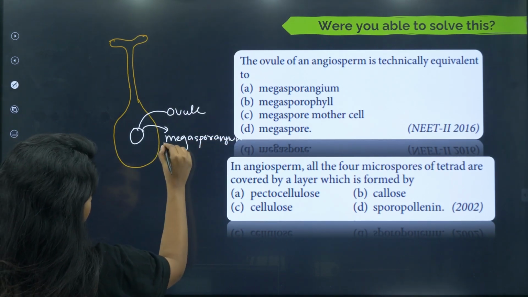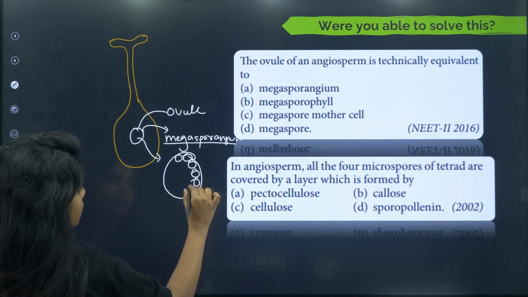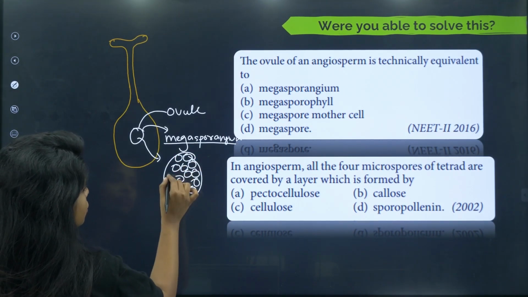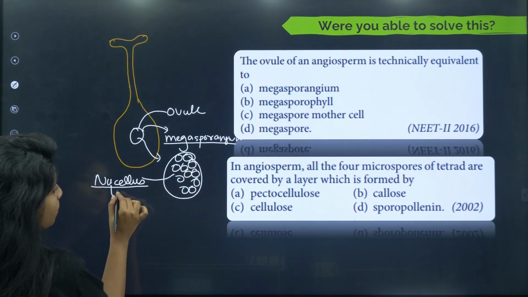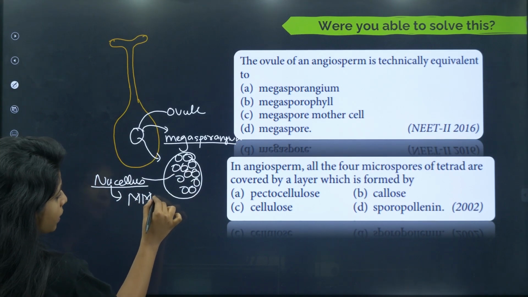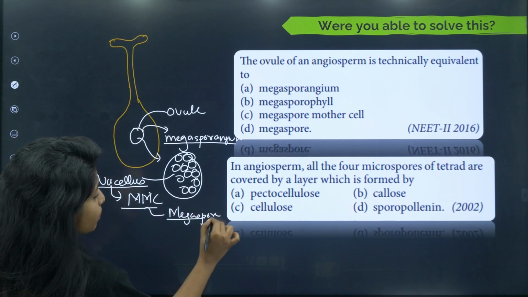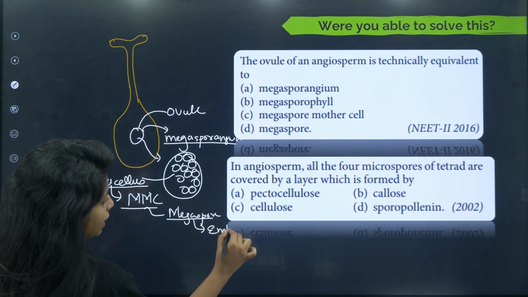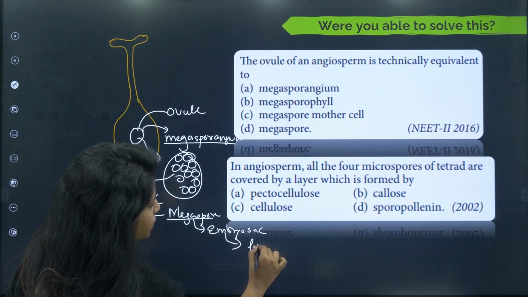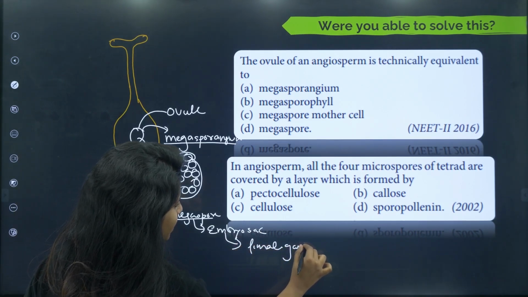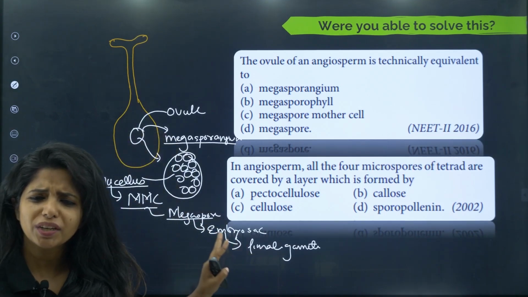megasporangium, because if you see the inner surface of this, you have so many cells coming together, and these cells, children, what do you call them? You call them nucellus. Among them you have the megaspore mother cell, which gives rise to a megaspore, and later this megaspore gives rise to the embryo sac, and then the embryo sac gives rise to what? The female gamete. If you're watching this for the first time, please don't worry, the whole thing is very simple.